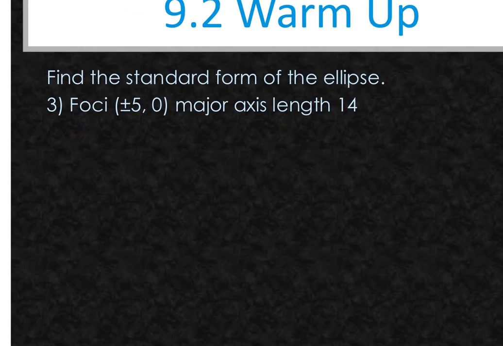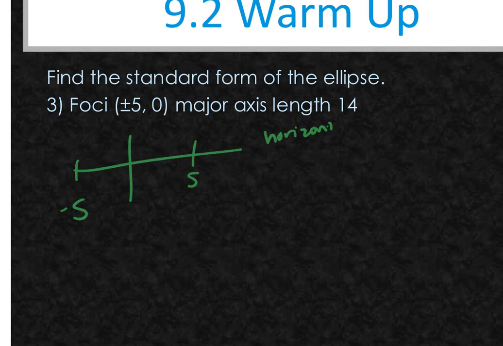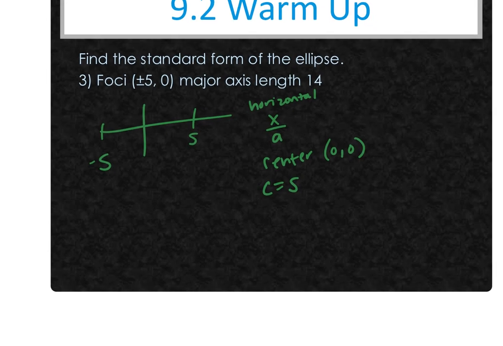Okay, so 3, your foci was plus and minus 5. That tells you this is horizontal. That tells you the x gets the a. It tells you your center is the midpoint, which is 0, 0, and that c is 5. Then the second piece of information I gave you is major axis length. That's your 2a. So if 2a equals 14, then a equals 7.